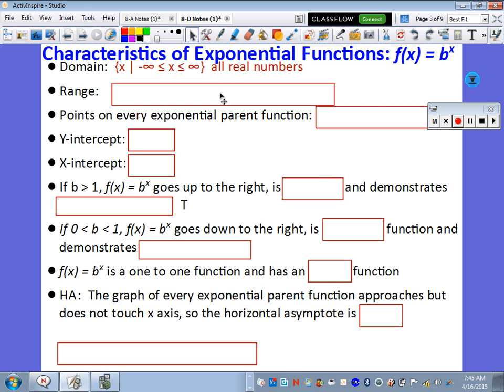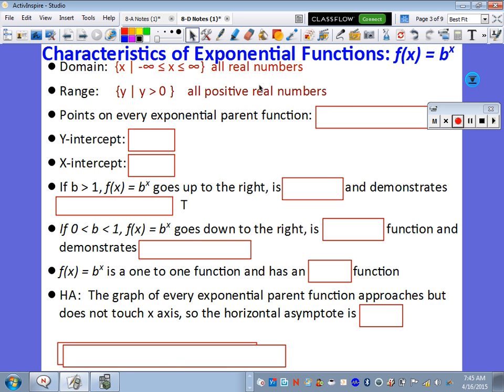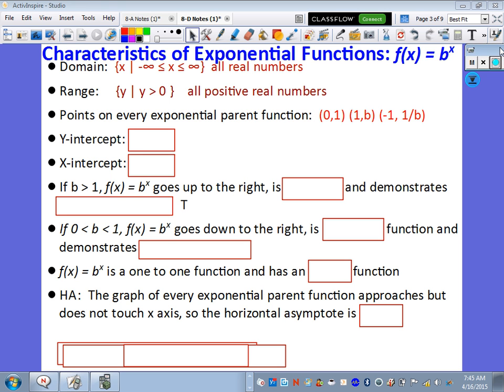The points that are on every exponential parent function, I'm going to move this out of the way a little bit so we can see that: (0, 1), (1, b), so whatever this number is, if it's 2, it would be (1, 2), and then (-1, 1/b), again for our example, 1/2. So those are 3 points that are in every parent function. Now that changes if it's not the parent function and you've shifted the function.